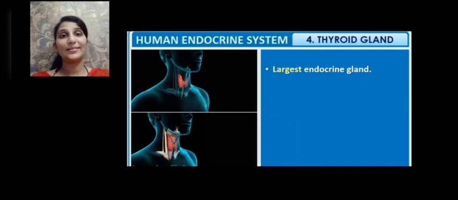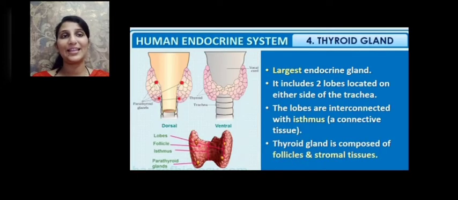So let's begin with the gland called the thyroid gland. The thyroid gland is the largest endocrine gland in our body. And where is the thyroid gland present? It is present above the trachea, that is the windpipe, in the neck region. The thyroid gland is made up of two lobes, a left lobe and a right lobe, situated on either side of the trachea.